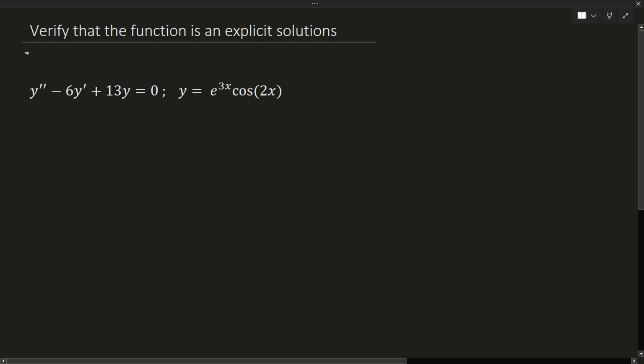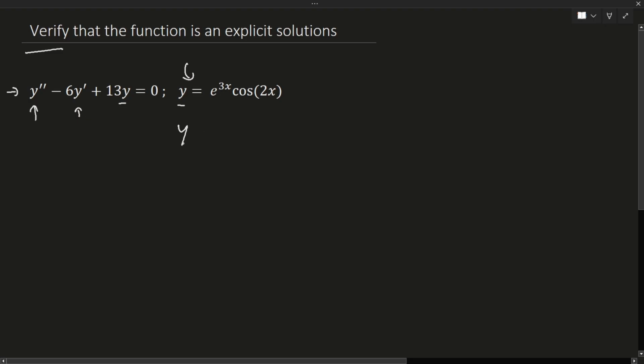Whenever it says just verify that the function is an explicit solution, literally this is your main equation, and you just have to replace y with this, and that's it. It's super easy. So in this equation, you just have to check y. You already have y. You need to find y prime and y double prime.